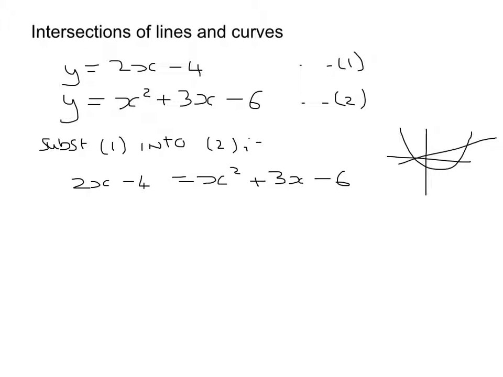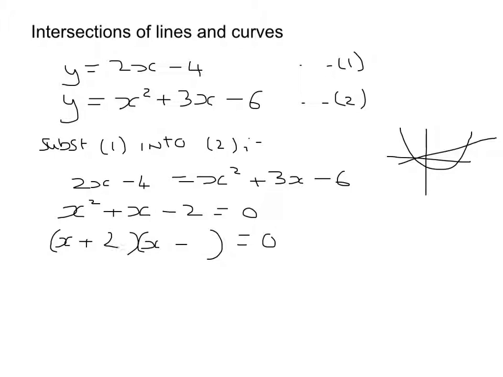And with all quadratics, to solve it we need to get it equal to 0 first of all. So if we move the 2x minus 4 over, we end up with x squared, 3x minus 2x is x, and minus 6 plus 4 is minus 2 equals 0. Now we can solve this. We should be able to factorize this one. So that's x. Now, because that's negative, the signs are different, so we're going to have 1 plus and 1 minus. Because the x term is positive, it means the larger number is positive. So it's going to be x plus 2, x minus 1.